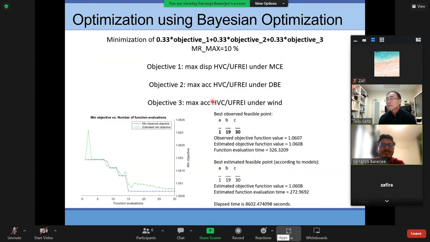The next modification I did is, what if we take equal weight functions for the three objectives? So they are equally important, not based on their frequency of occurrence. Again, I got the result that we don't need a TMD for the earthquake, because there is not much reduction in the maximum displacement under the maximum considered earthquake hazard.